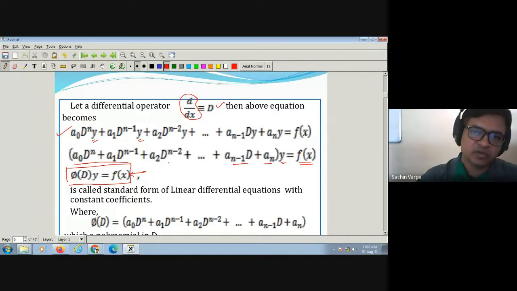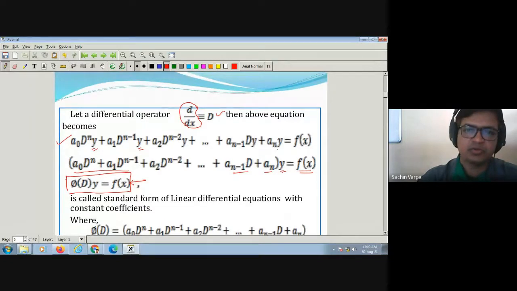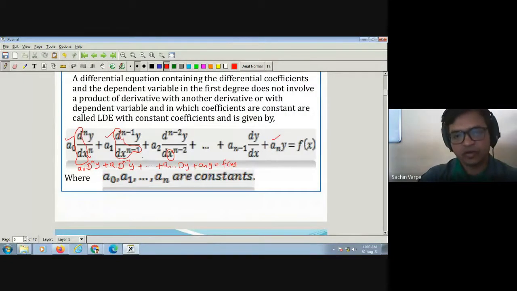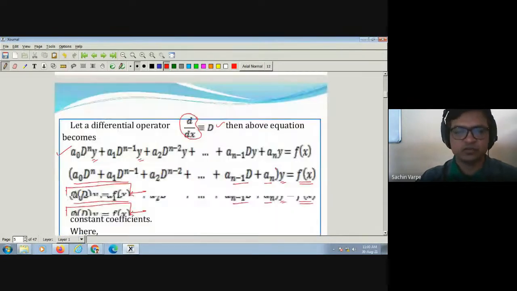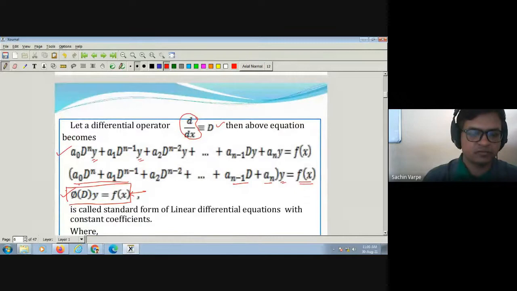So this is a reduced standard form of linear differential equation with constant coefficient. So if an MCQ is asked, that MCQ can be asked on the basic definition, that is, the standard form of linear differential equation is, and one of the options will be either this or this. This one. Is this clear?